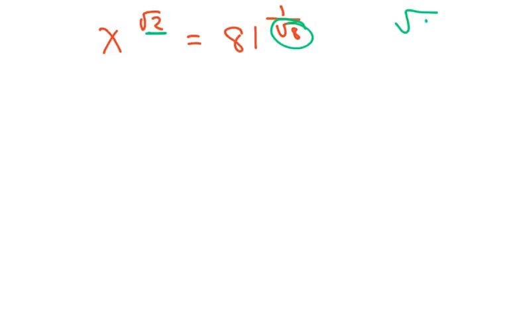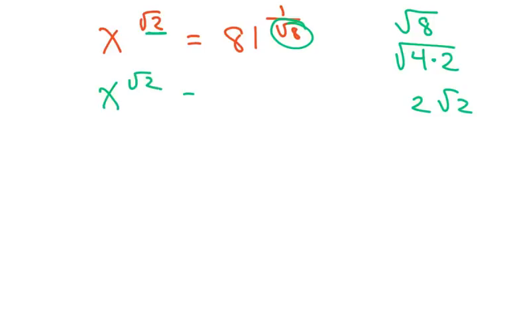Okay, the last one is the hardest, which is x to the square root of 2 equals 81 to the 1 over square root of 8. So the first thing we want to know is the square root of 8. Because I see this, square root of 8 is the same as square root of 4 times 2, which is 2 square root of 2. So I'm just going to write that, which is 1 over 2 square root of 2.